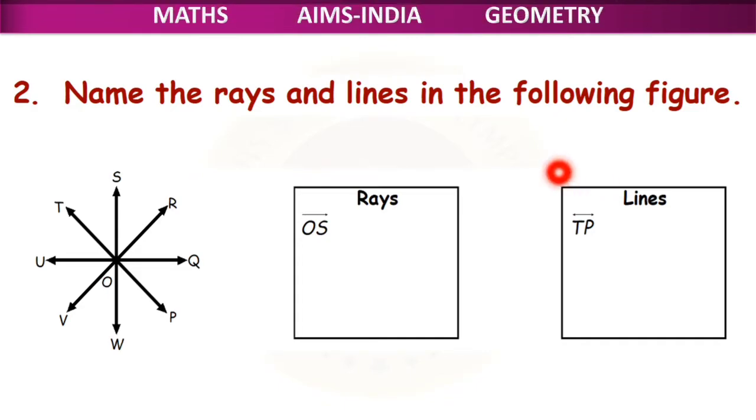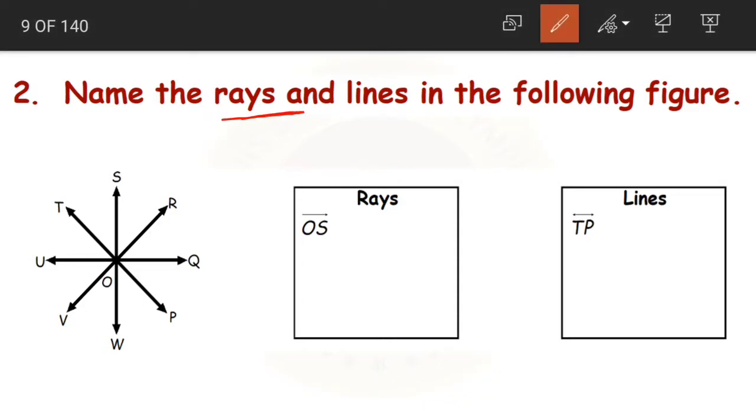Now next, question 2. Name the rays and lines in the following figure. In this figure, we have to name all the rays and lines. What is a ray first? Here one we have already given with an example, ray OS. It is starting at O and it is extending in the direction of S. So ray OS. Similarly, what are the other rays that we have?